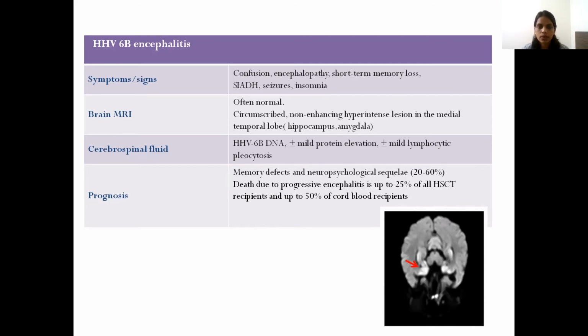It is associated with long-term memory defects and neuropsychological sequelae in up to 60% of cases. And the mortality due to progressive encephalitis is up to 25% of all hematopoietic stem cell transplant patients. And it is again higher for cord blood recipient patients.